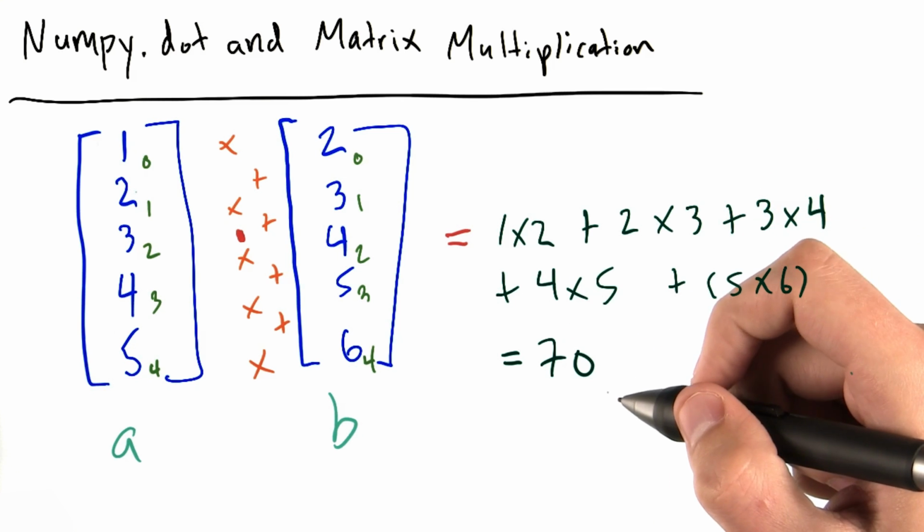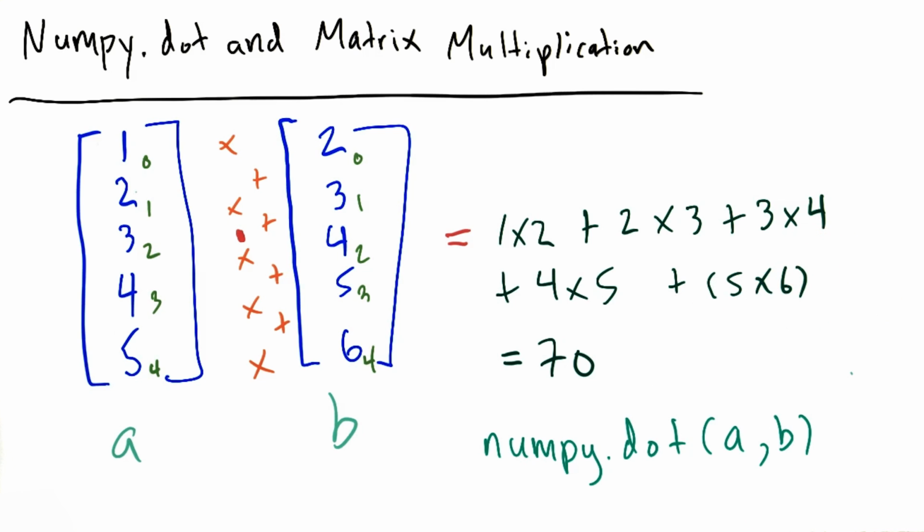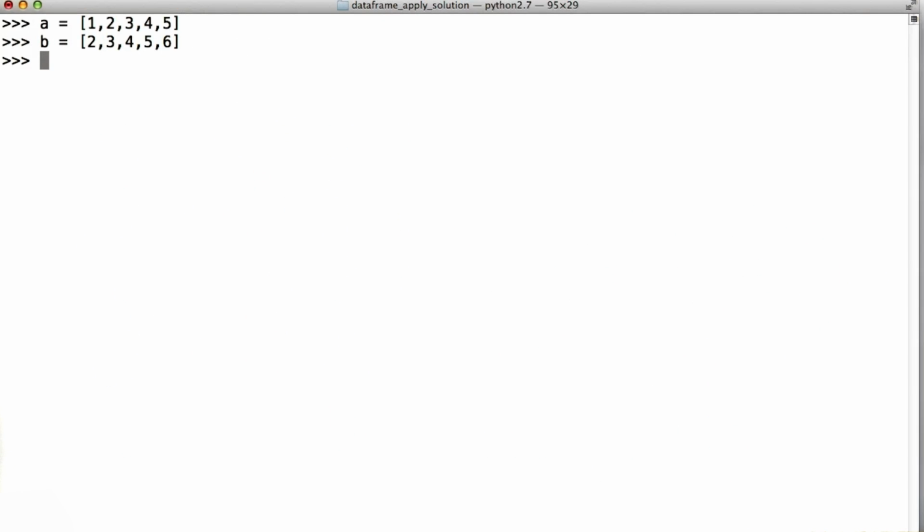We could easily do this in NumPy using numpy.dot. Just watch. Here I define A and B just as we did a moment ago. If I just say numpy.dot(A, B), I get 70.